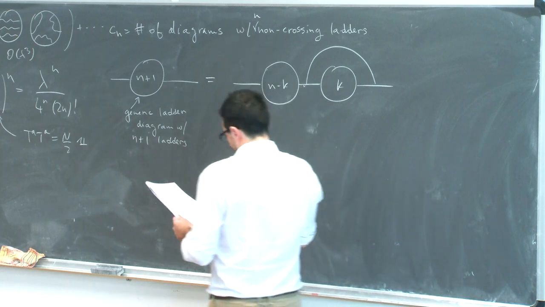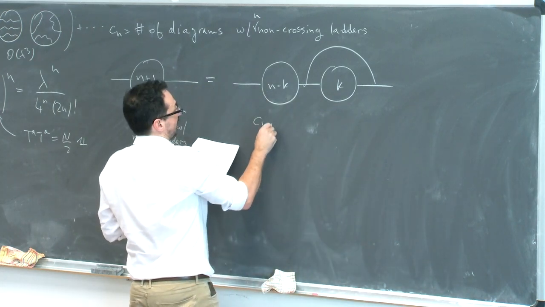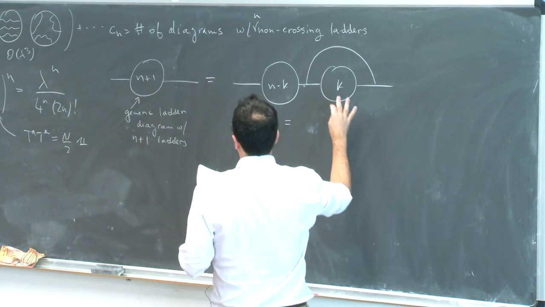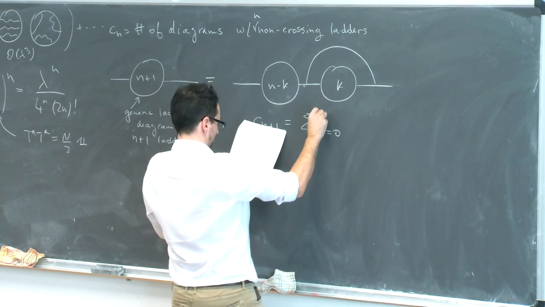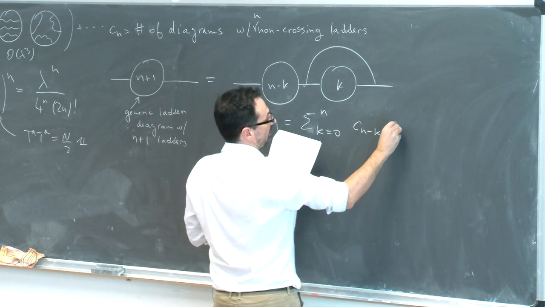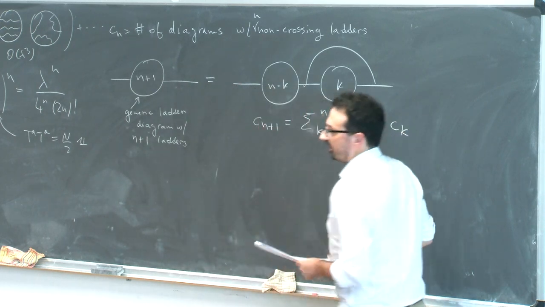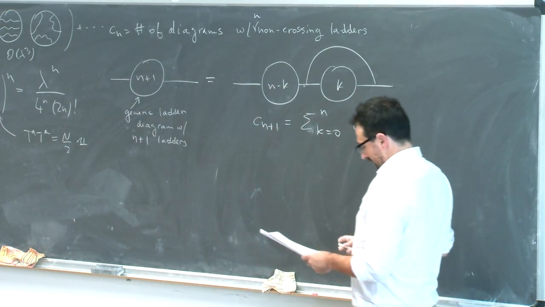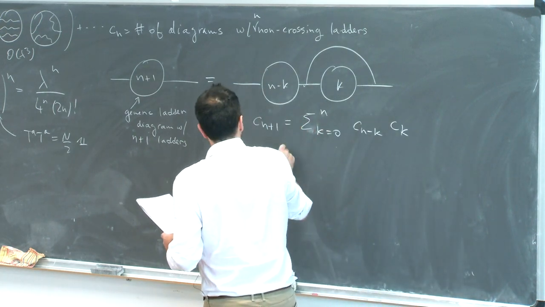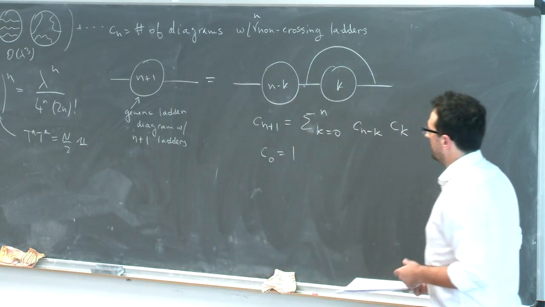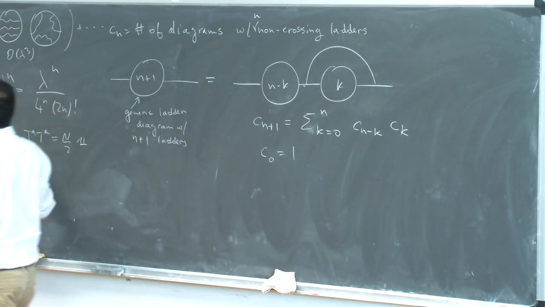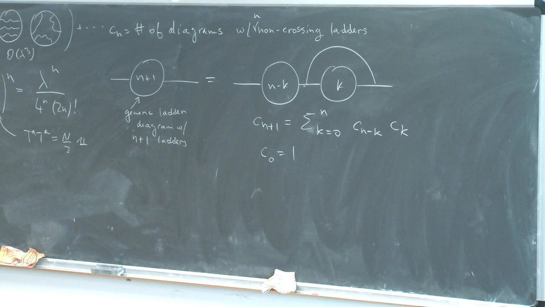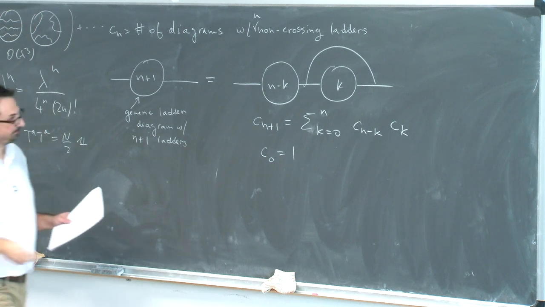Okay? So then you have that c_{n+1}, if I write down this pictorial equation in formulas, is the sum for k from 0 to n of c_{n-k} c_k, and then I need a first step of the recursion, which is c_0 equal to 1. So I know that when I have 0 ladders, I have only one contribution.